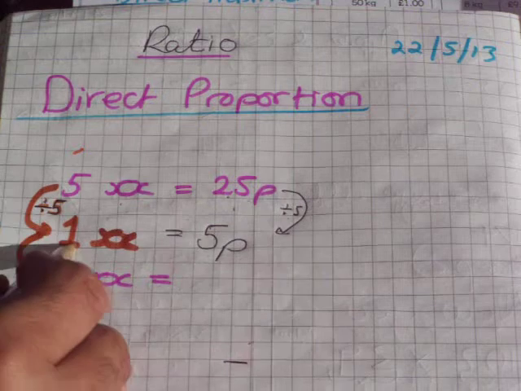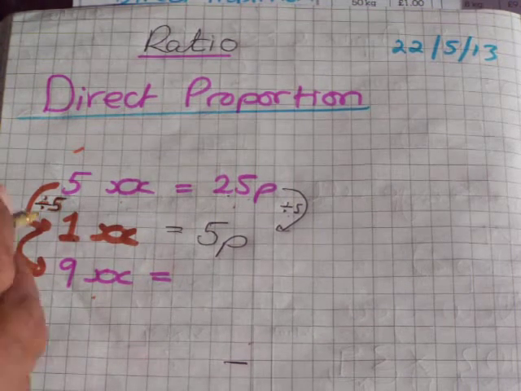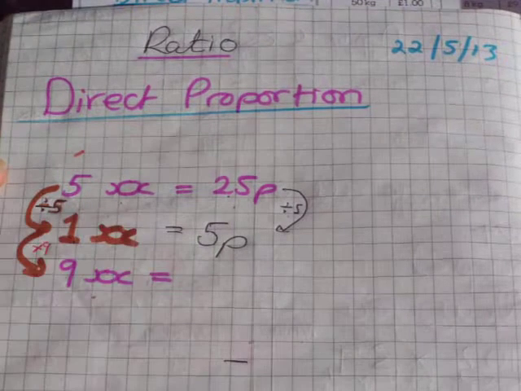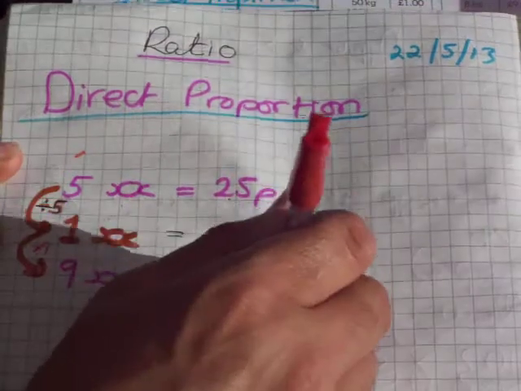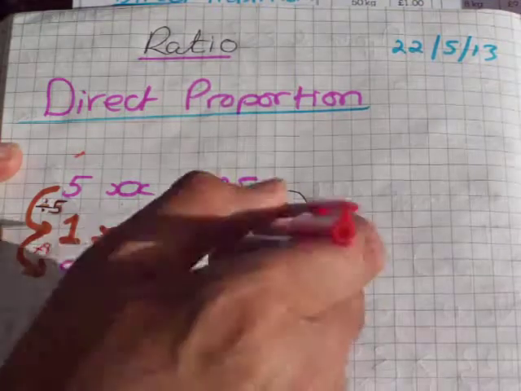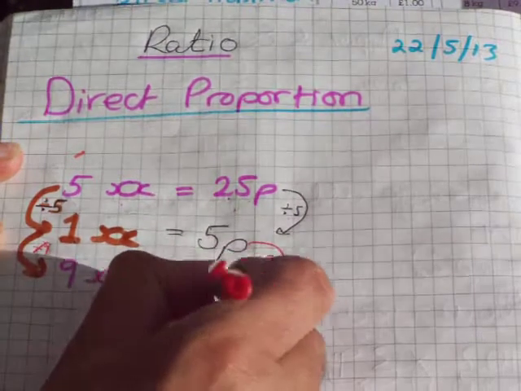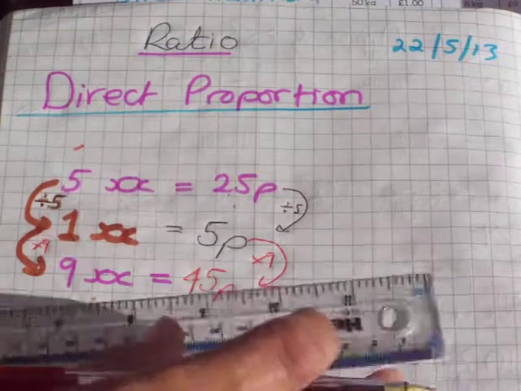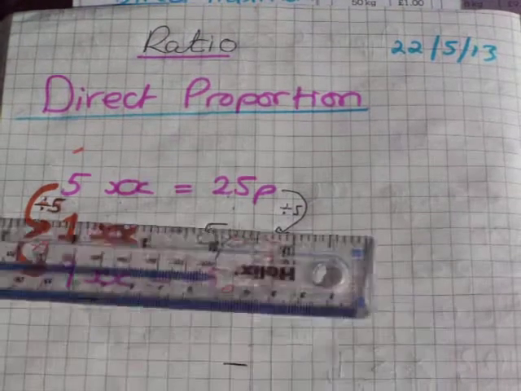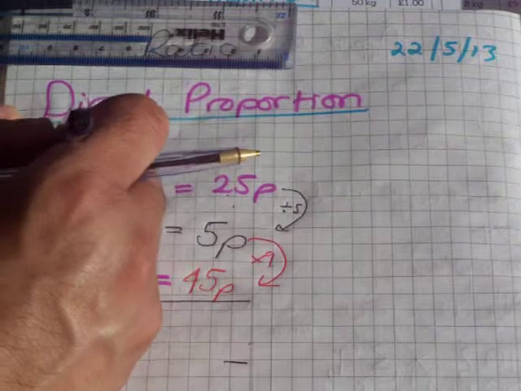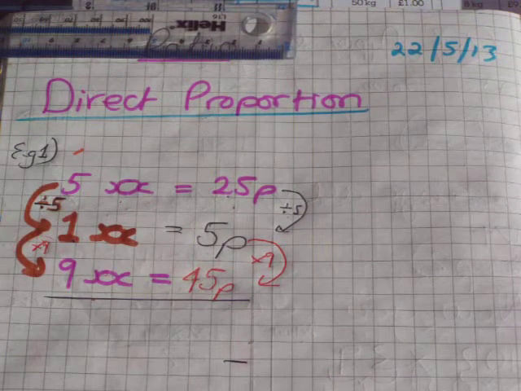So if we know what 1 sweet costs, how do we get from 1 sweet to 9 sweets? What do we do then? Times it by 9, because 1 times 9 is 9. So if you times this side by 9, you have to times this side by 9. So 5 times 9 is 45p. And the question is done. That's example number 1. Yeah, that looks nice and clear.